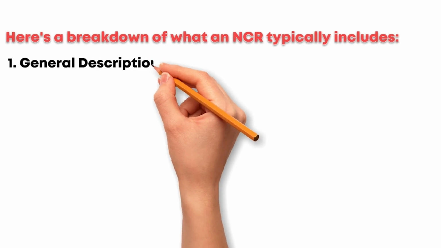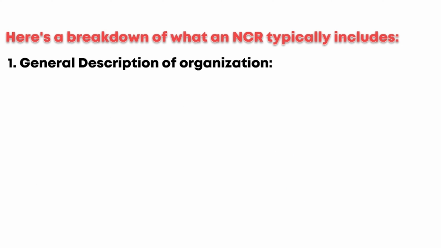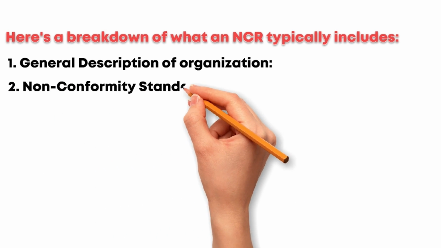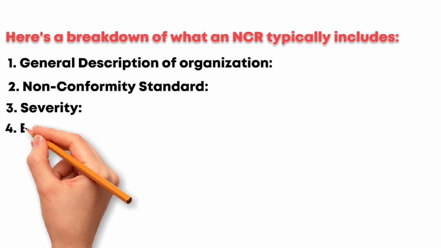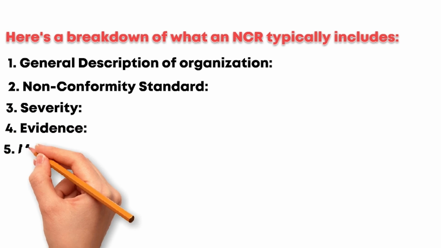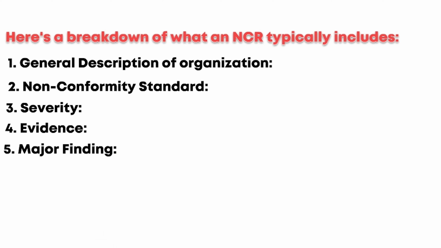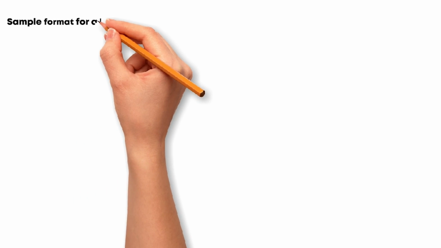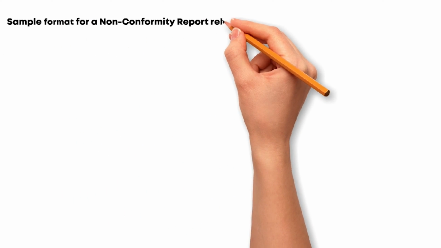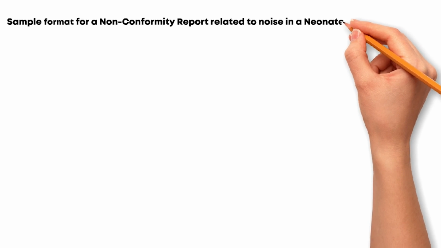1. General description of organization. 2. Nonconformity standard. 3. Severity. 4. Evidence. 5. Major finding. 6. Corrective actions required. Below is a sample format for a nonconformity report related to noise in a neonate intensive care unit, NICU.